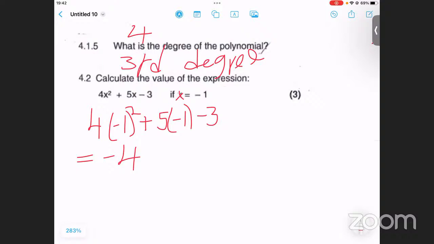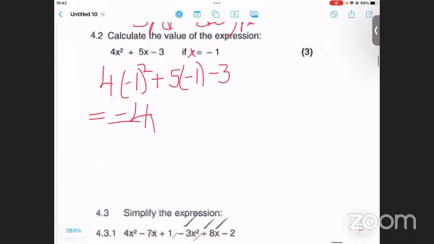I think maybe the mistake you made could be that you said 4 to the power of 2 instead of 4 into brackets -1 to the power of 2. But the final answer is this one.